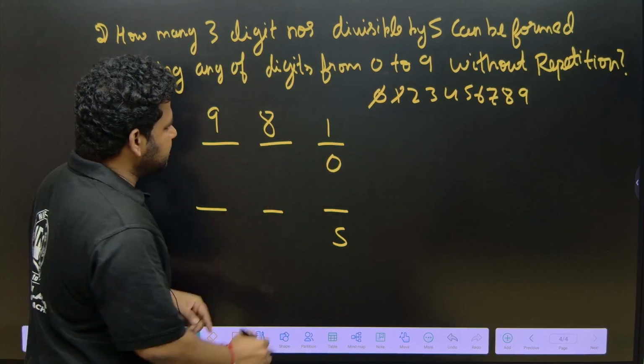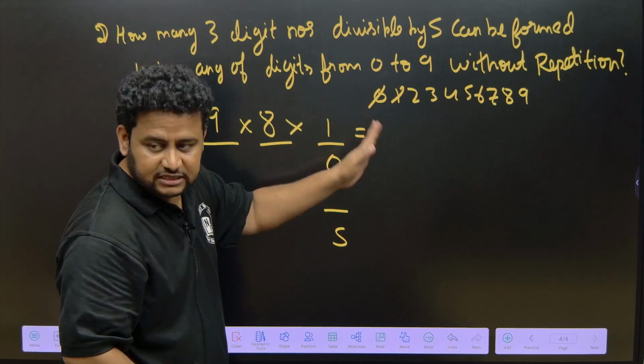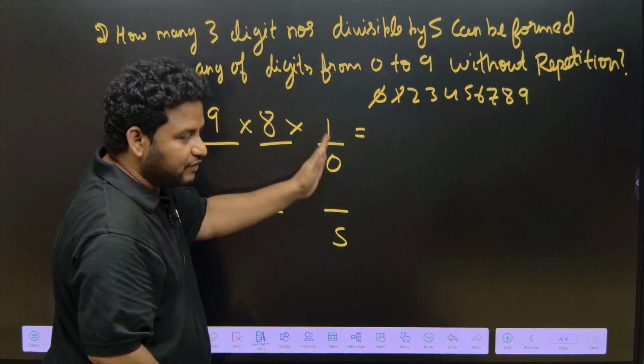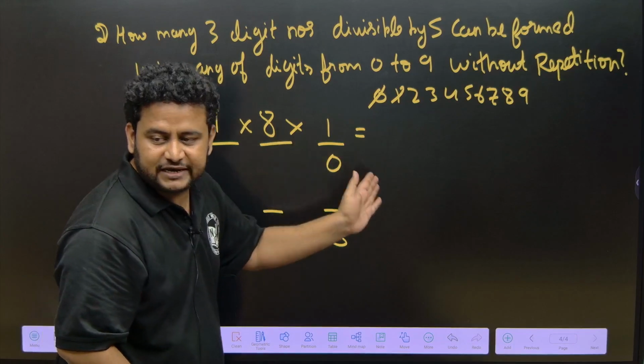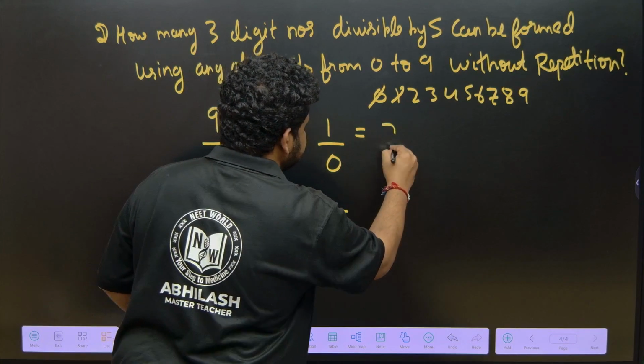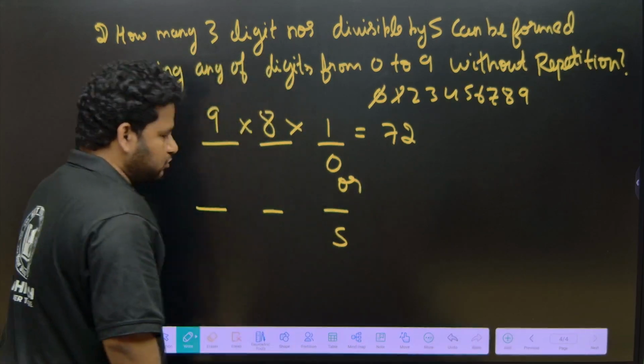9 into 8 is what? This 9, 8, 1. That means what? Multiply. So here I am using the multiplication principle. 9 8s are 72. Okay, 0 or 5. So 5 is there.